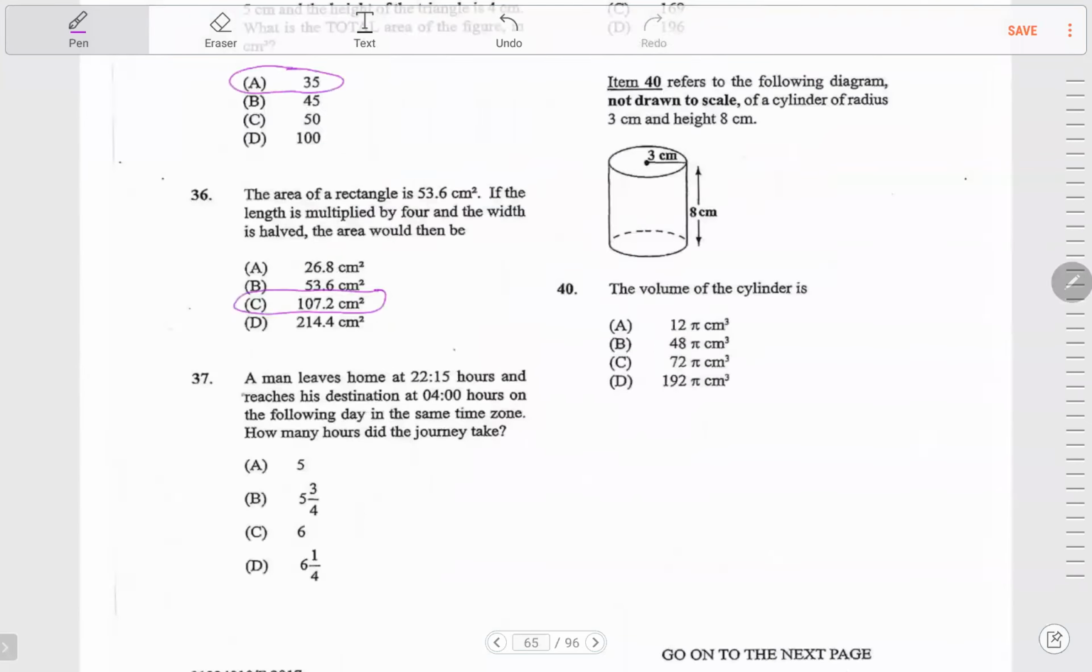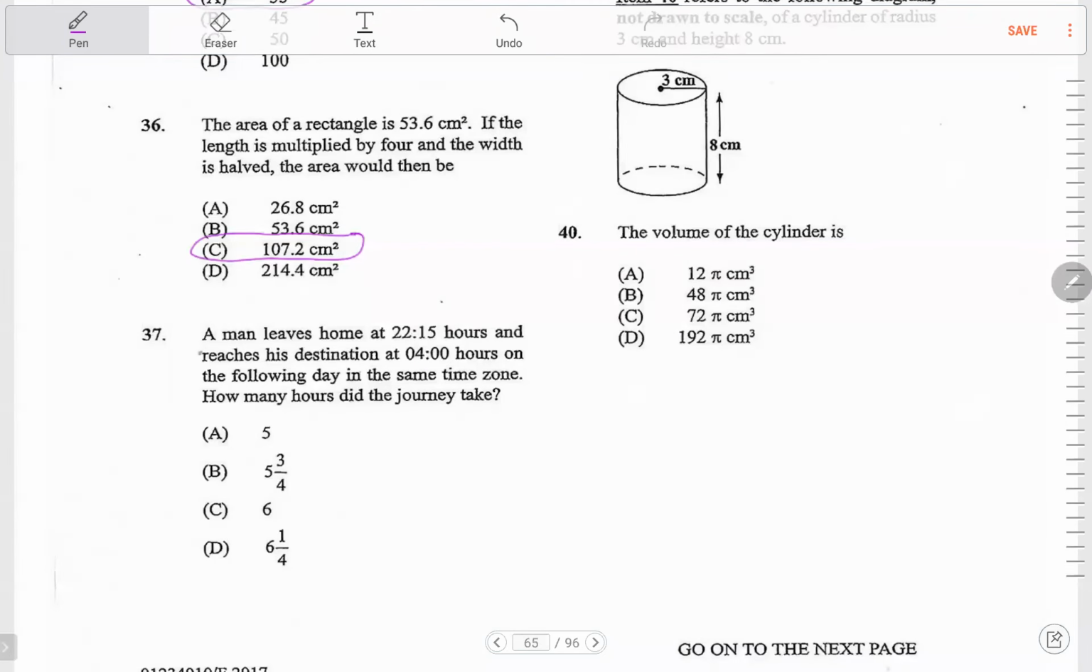I explained it already. This one, a man leaves his home. I didn't do this one yet. A man leaves his home at 22:15 hours and reaches his destination at 4 hours on the following day in the same time zone. How many hours did the journey take? All right. So it starts at 22:15. So it's going to take 45 minutes to reach 23 hours, then another hour to reach 24 hours.